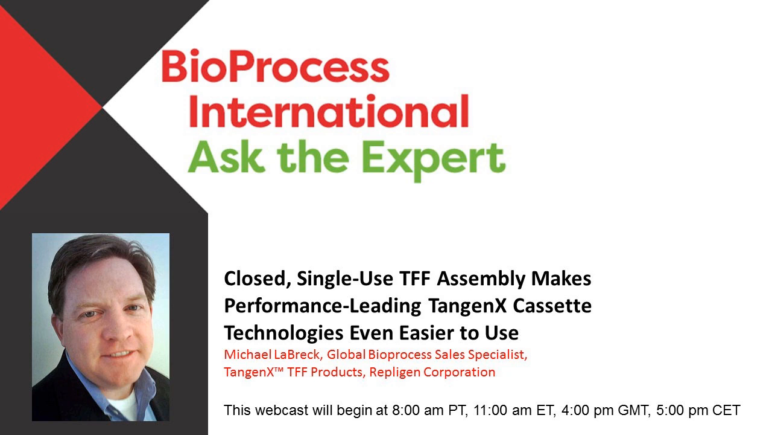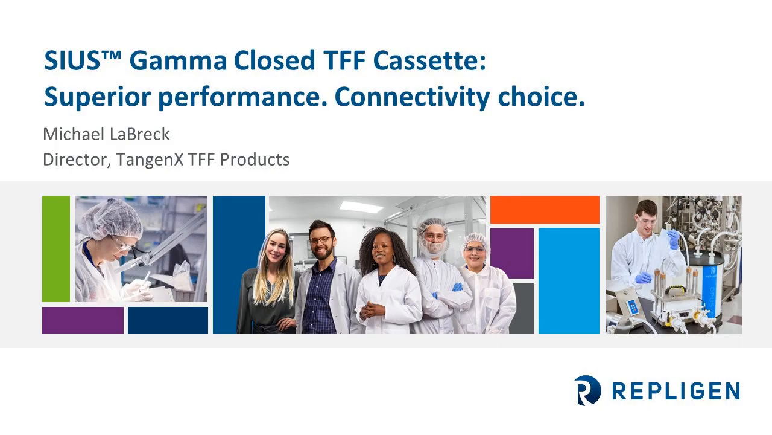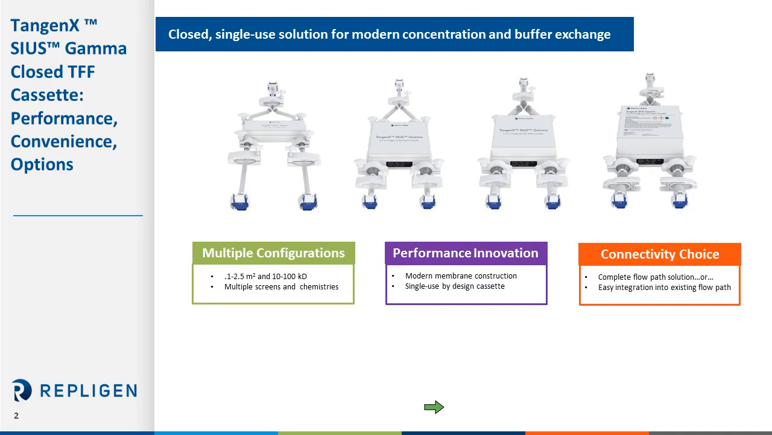Hello, my name is Michael LaBreck, and I'm the Bioprocess Sales Specialist supporting our TangenX tangential flow filtration product line. TangenX has been an innovator in TFF technology for almost 15 years. I'm happy to introduce the next step forward in our line of CS single-use TFF cassettes, the CS Gamma. The CS Gamma TFF products are gamma irradiated and delivered as a closed system, particularly useful for bioburden sensitive applications and hazardous processes requiring containment.